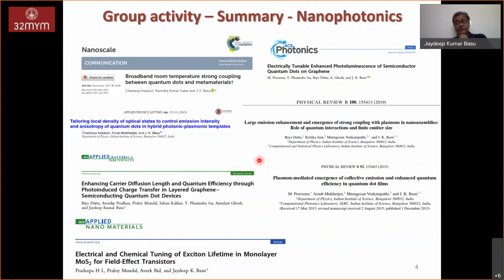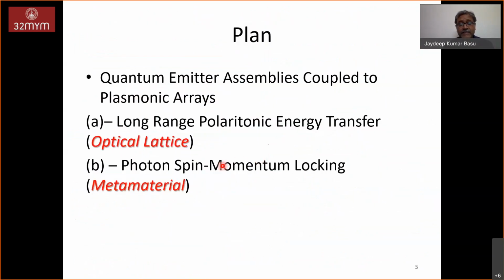So what I'm going to talk about today are two more recent things that we have studied using this quantum emitter, which we have of course been working on for quite some time. I showed it in the previous slide, but now it is coupled to different types of what are called plasmonic systems: one which allows long-range Polariton energy transfer, and the other which involves the observation or emergence of photon spin momentum locking, and I'll explain this as I go along.